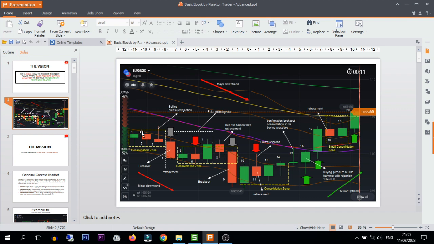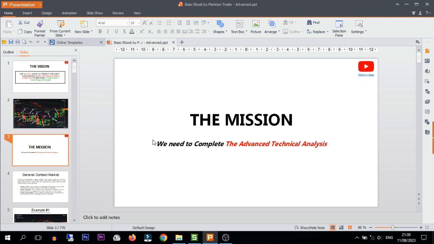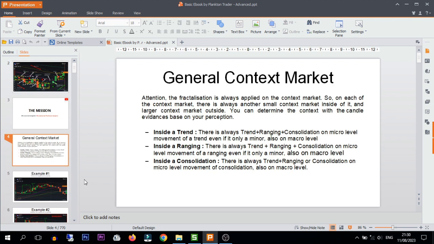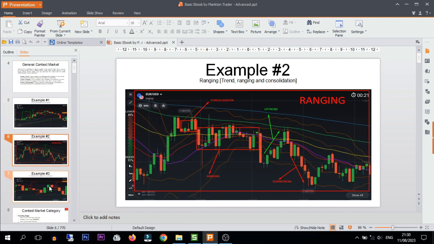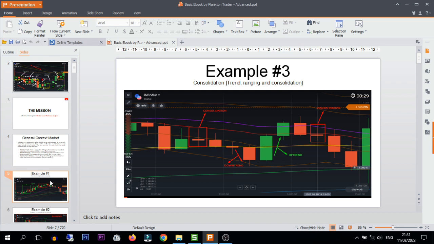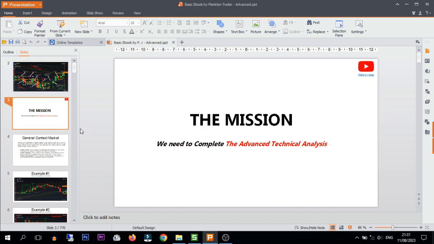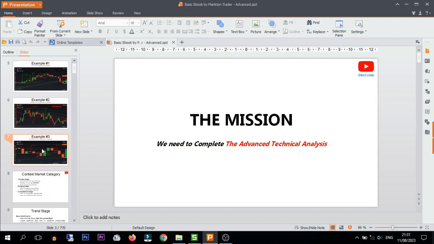So here was just the brief explanation, and then the mission starts from the market context. What is the market context, what is the trend, what is ranging, what is consolidation, and what is the relation between trend, ranging and consolidation. Here is the concept, and this is the explanation. All of this explanation is in a video linked on YouTube, which is still a private link, so it's not public, but if you buy this ebook you will be able to watch it, because you get the link here.